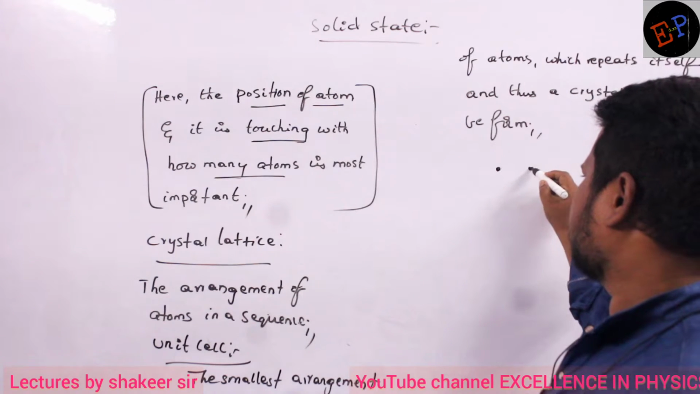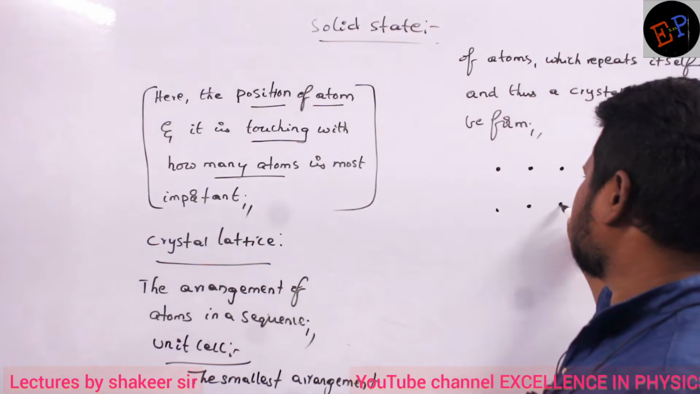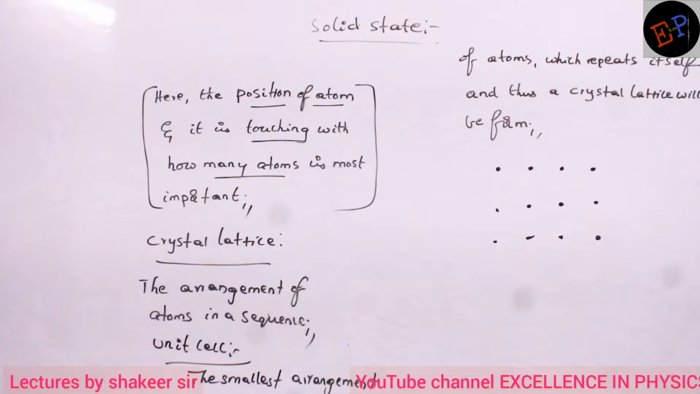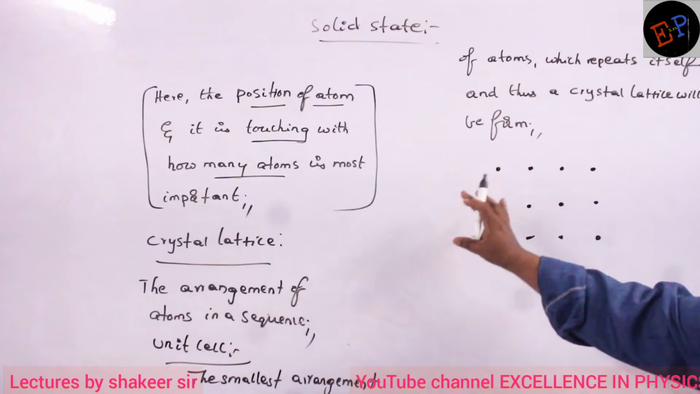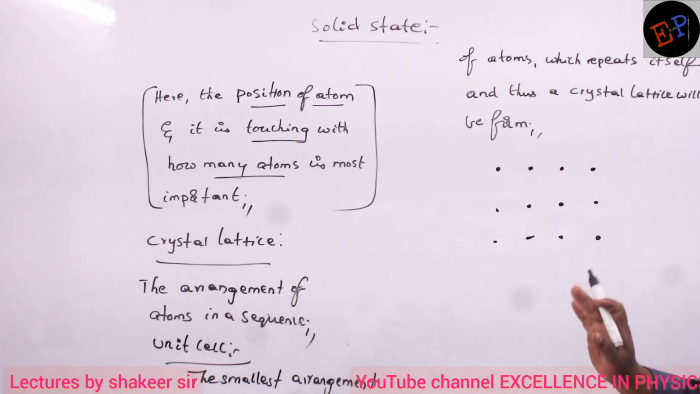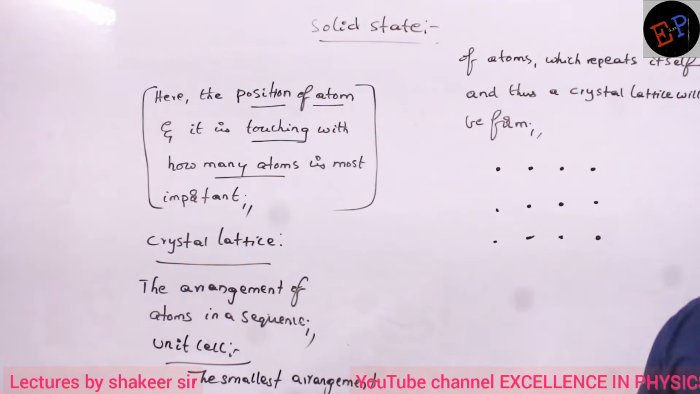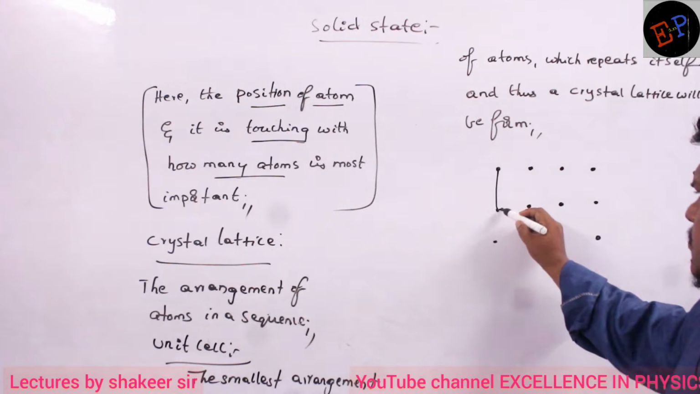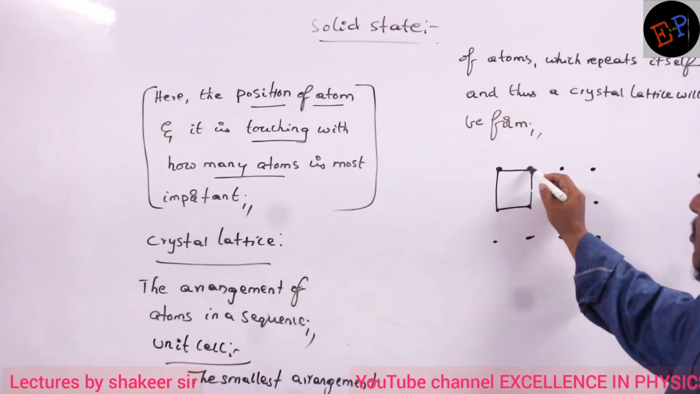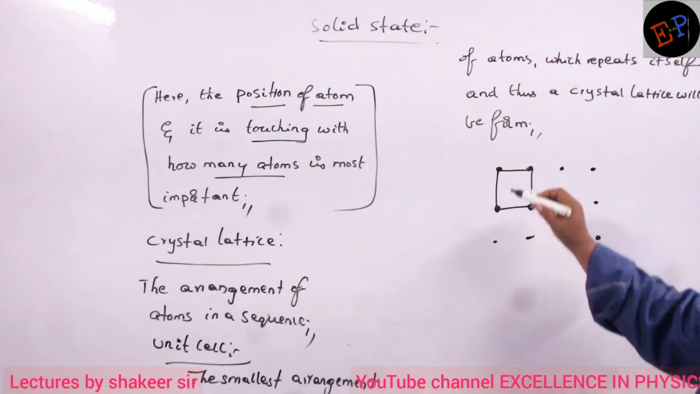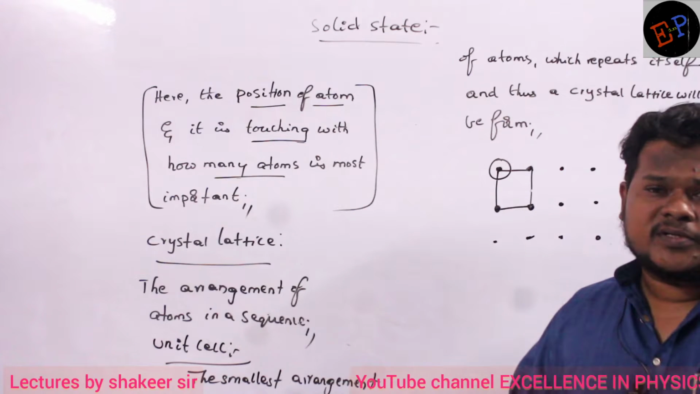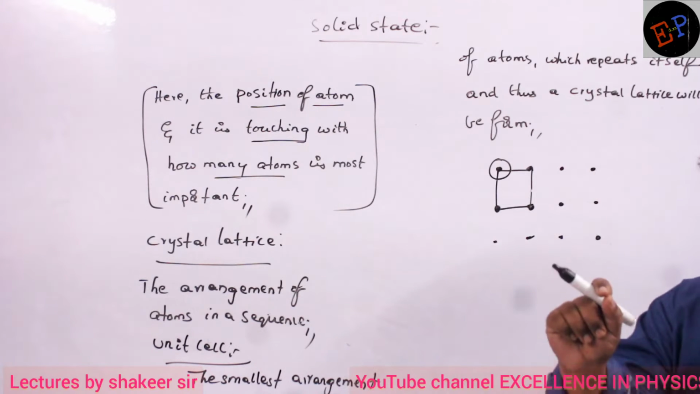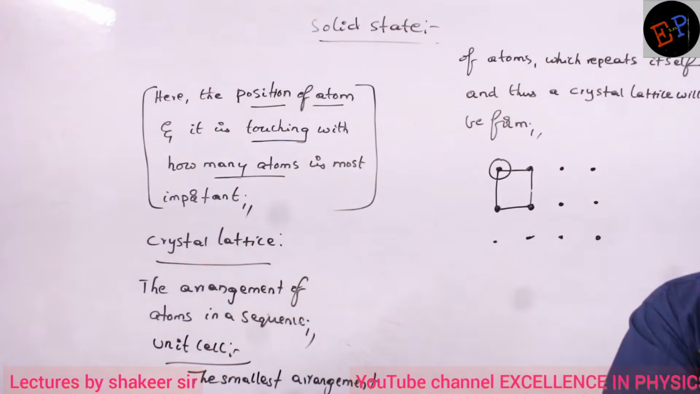For example, consider there is some group of atoms which are arranged like this. These points are the atoms. In this group of arrangement, which is the unit cell, can you say? You can say this one is one unit cell. This I can call as one unit cell. Or each of them you can also call a unit cell. Why? Because these cells are continuously arranged. So the smallest arrangement which repeats itself is called a unit cell.